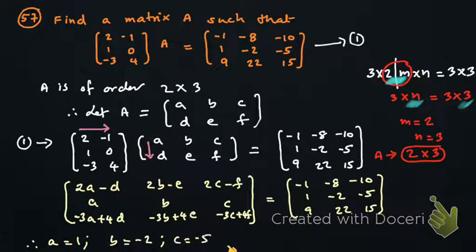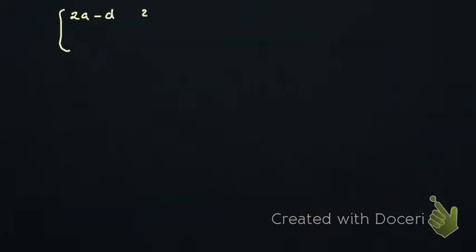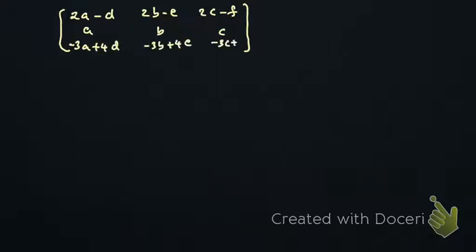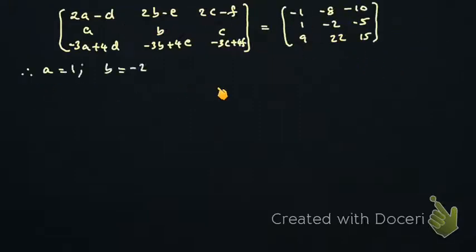I list them out, and then once you have the values of a, b and c, you can go to the first row and calculate the other three variables as well. So I'm just copying this step which we already did there, and I'm also copying the values of a, b and c which I found. A is equal to 1, b is equal to minus 2, and c is equal to minus 5.